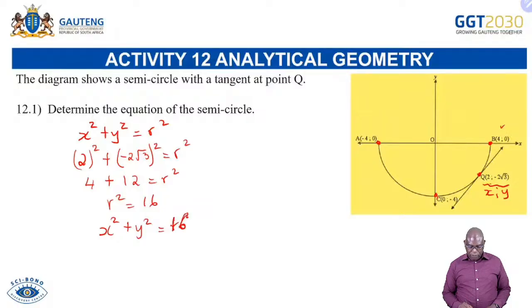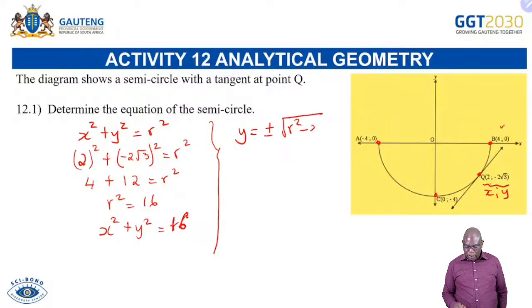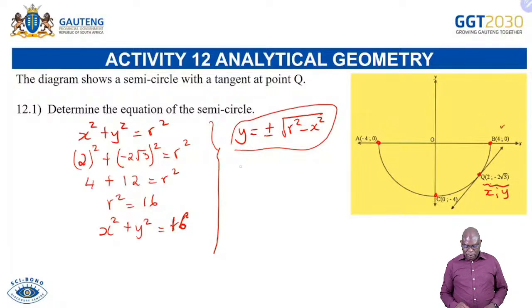In this case, 16. But because my equation is below the x-axis, listen carefully here. The other way of writing the equation of the circle is y equals plus or minus the square root of r squared minus x squared. That is one other way of writing the equation of a full circle. If it's a semicircle and it is below the x-axis, my equation will be y equals minus the square root of r squared minus x squared.